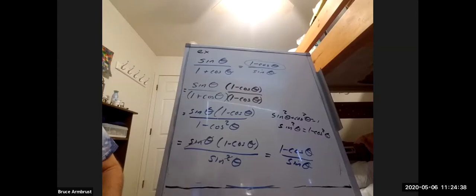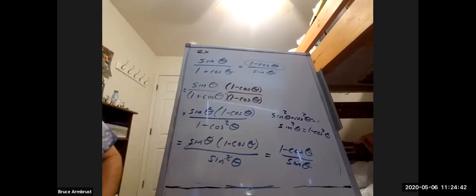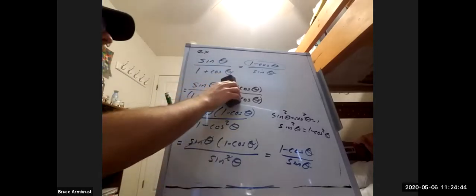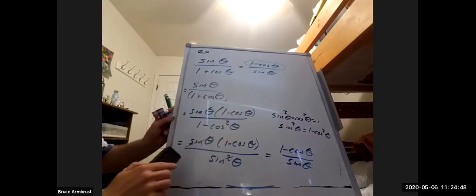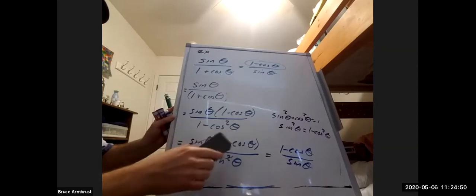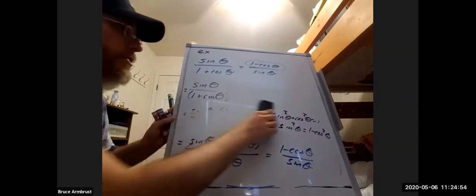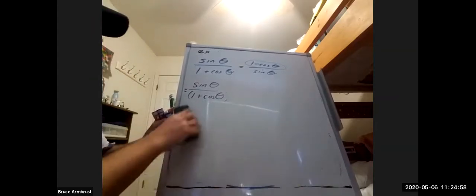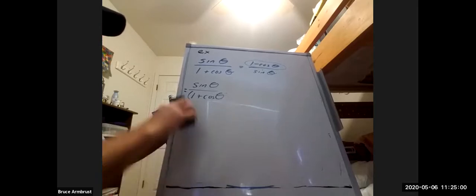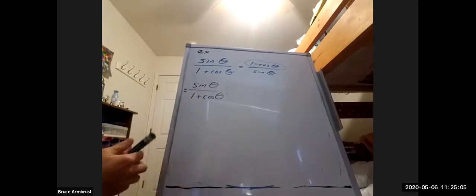Now, I want to show you that that's not the only way we could have done this. Because let me erase the multiplying by 1 minus cosine. And so I'm going to erase this. If you need to go back and look at it, check out the video once I get it posted. But what I want to show you is that was not the only miracle step that would have worked. Because what we also could have done is this.